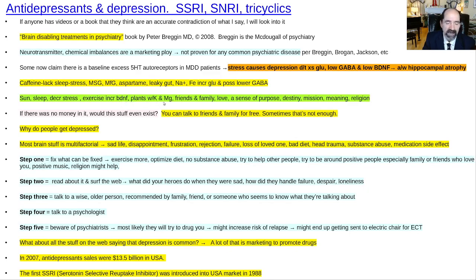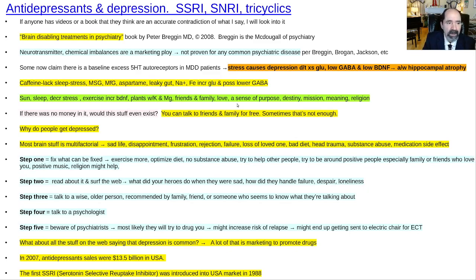Plants have potassium and magnesium, which lead to less activation in the glutamate synapses in the hippocampus. Spending time with your friends and family, people you love, having a sense of purpose, destiny, mission, meaning, religion for some, all of that helps you to be more resilient and to lower the stress level or stress effect in your brain.